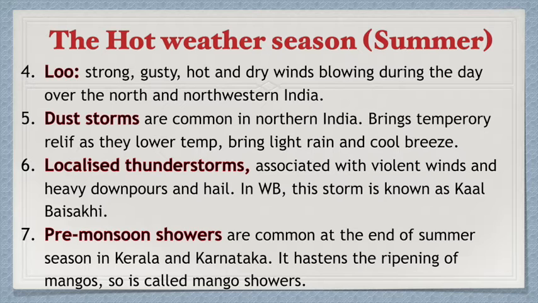Apart from these Loo and dust storms, there are some localized thunderstorms associated with violent winds, heavy downpours and hail. In West Bengal, this localized thunderstorm is known as Kal Baisakhi. The next is pre-monsoon showers, which usually happen at the end of May. Usually it happens in Kerala and Karnataka. It is useful for mango ripening. So this shower is called mango showers.